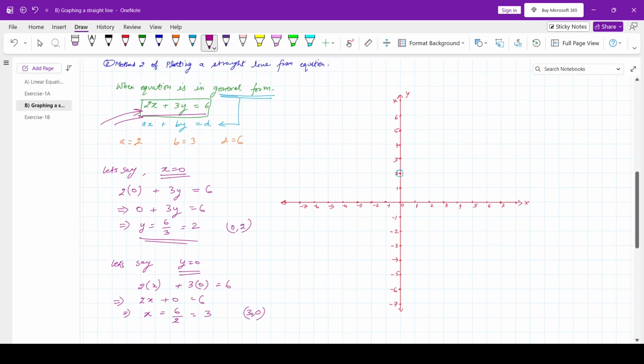So how do we plot this 3 comma 0? That is 3 in the x direction, 1, 2, 3, and 0 in the y direction. So this is the point. And when we join these 2 points, we get a straight line. This is the line for the equation 2x plus 3y is equal to 6. This is how we plot a line.